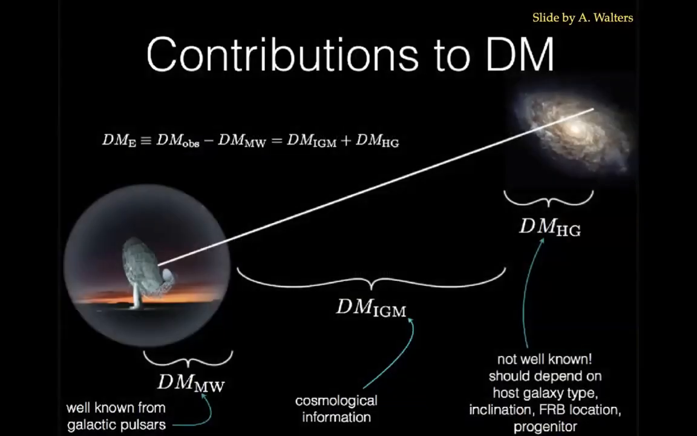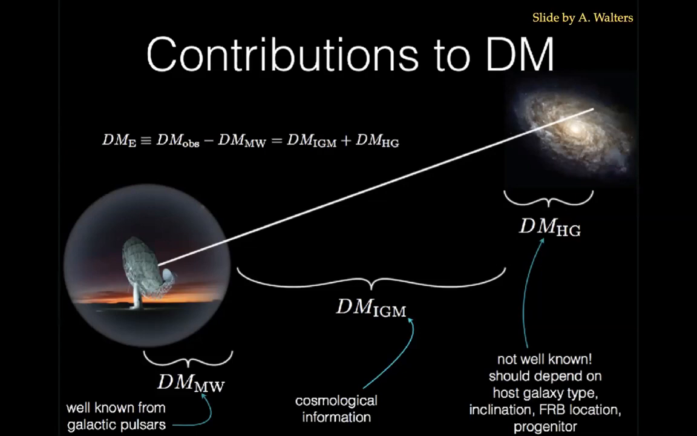So what are the contributions to the DM? Here is our radio telescope on the ground, such as MeerKAT or the future HIRAX. We cannot escape from our Milky Way, so we receive a contribution from Milky Way plasma. There is a large contribution from the intergalactic medium, which we call DM IGM, which tells us about cosmological information. The other very important, non-negligible part is the host galaxy contribution to the DM, which is not well known and depends on host galaxy type, inclination, FRB location, and progenitor environment. So it depends on a number of factors, but these three things adding up give the total DM.